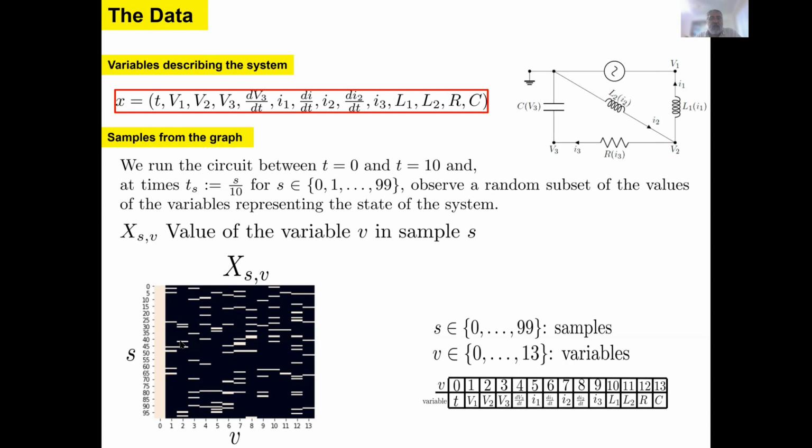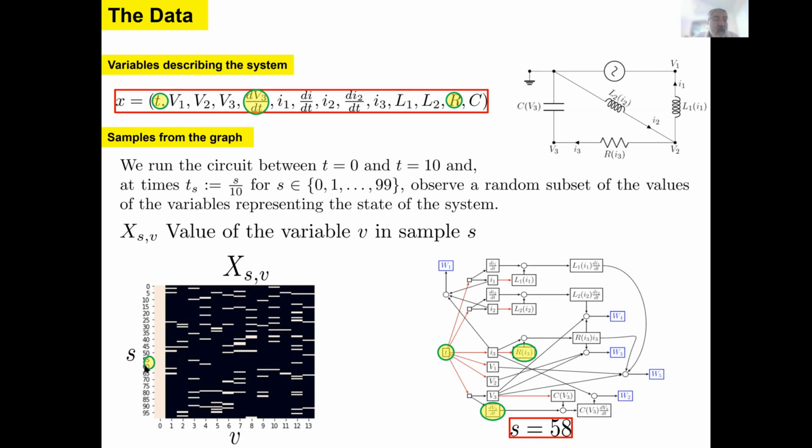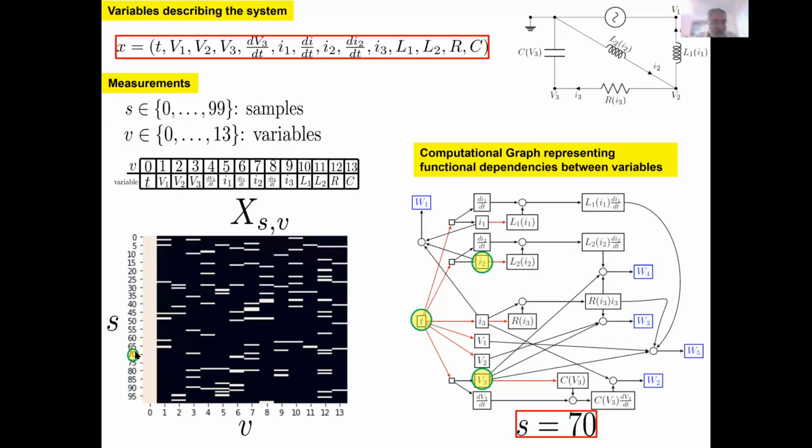Now, for each one of those samples, we only observe a subset of the variables, which means that we only observe a subset of the entries of that matrix X. And those entries are colored in white in this figure. So for instance, in sample 5, we observe the variables T, V1, I1, and L1 of I1. In sample 58, we observe T, R of I3, and dV3 over dt. And for sample 70, we observe T, I2, and V3.